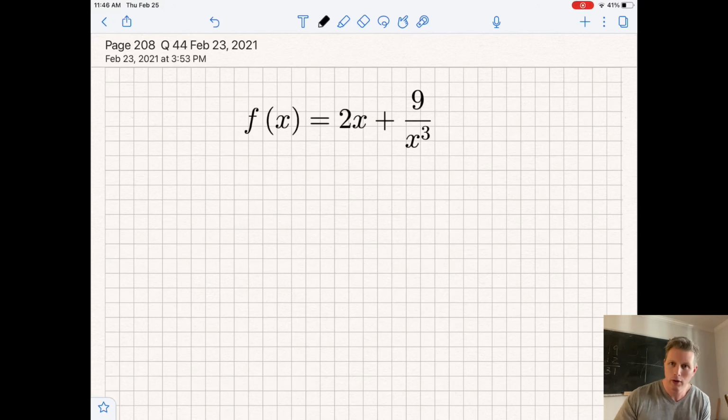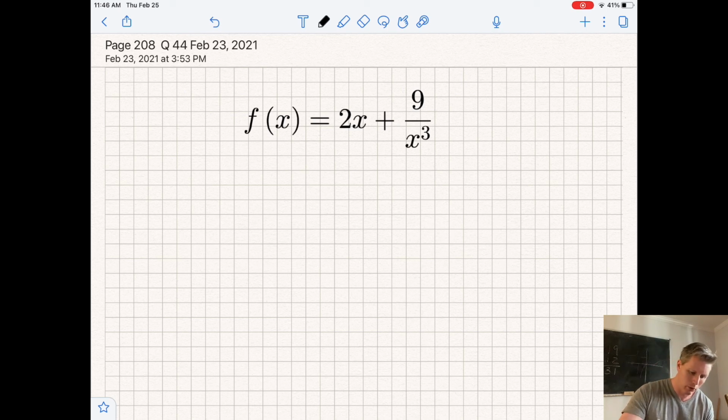All right, guys, in this video, I'm going to tackle this problem right here. f of x is equal to 2x plus 9 over x cubed. What I'm going to do is find the x-intercepts, y-intercepts, and any asymptotes, and then I'm going to graph it using my graphing utility.